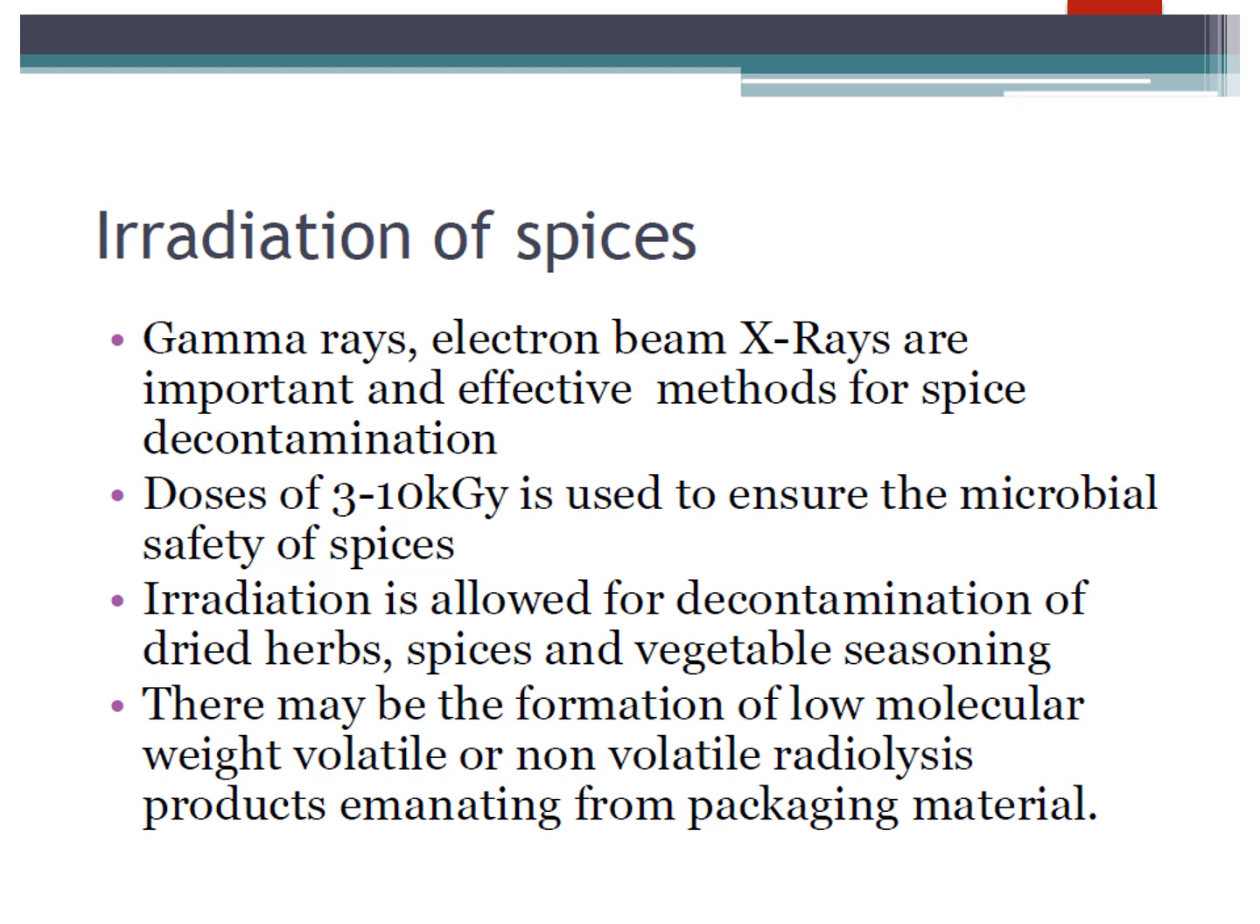Irradiation of spices. Gamma rays, electron beam, X-rays are important and effective methods for spice decontamination. Doses of 3 to 10 kGy are used to ensure the microbial safety of spices. Irradiation is allowed for decontamination of dried herbs, spices, and vegetable seasoning. There may be the formation of low molecular weight, volatile or non-volatile radiolysis products emanating from packaging material.